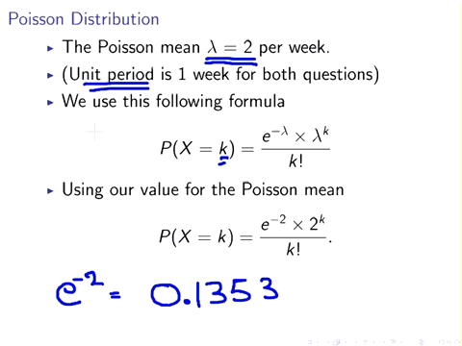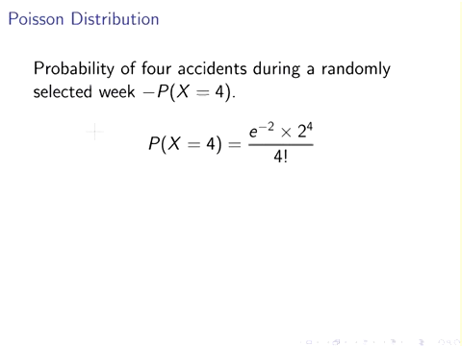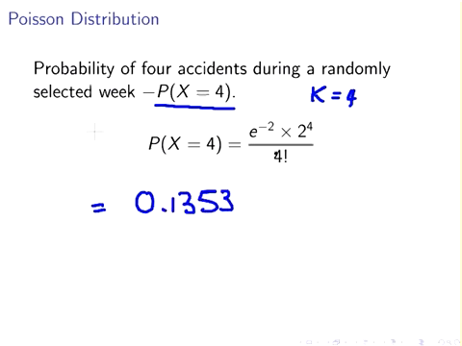So the probability of 4 accidents in a randomly selected week, that's the probability of X equal to 4. Here's how we would calculate that. In this particular case, k is equal to 4. So e to the minus 2 times 2 to the power of 4 all over 4 factorial. This is equal to 0.1353, that's this number here. 2 to the power of 4 works out to be 16. And 4 factorial is 4 times 3 times 2 times 1, which works out to be 24.